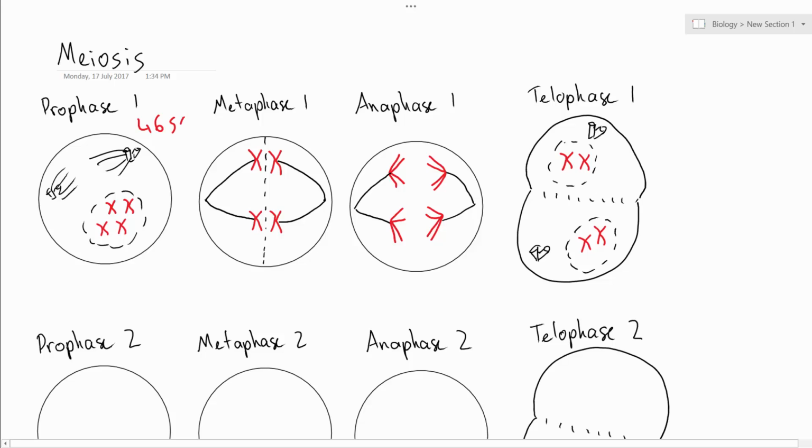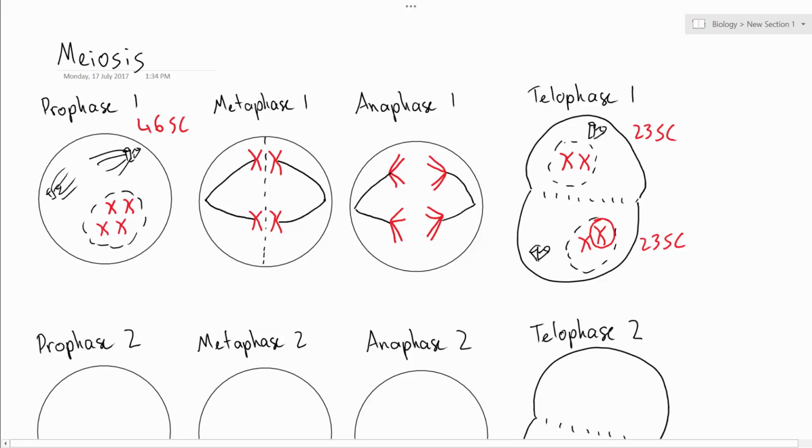So what we would see here is going from having 46 sister chromatids in this original cell to each of these two cells, when they divide in telophase and cytokinesis, will now only have 23 sister chromatids. 23 sister chromatids in each of those daughter cells produced through the first division. But remembering that these are sister chromatids, so they've still got their double set of DNA.